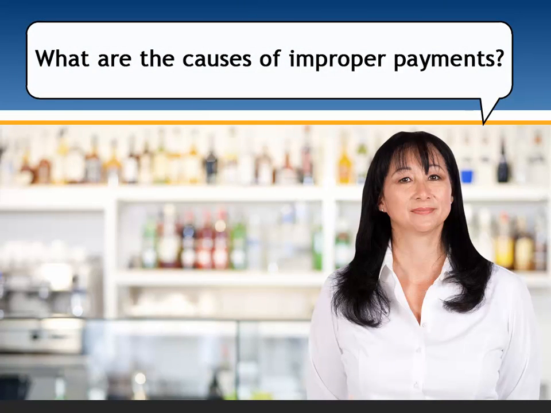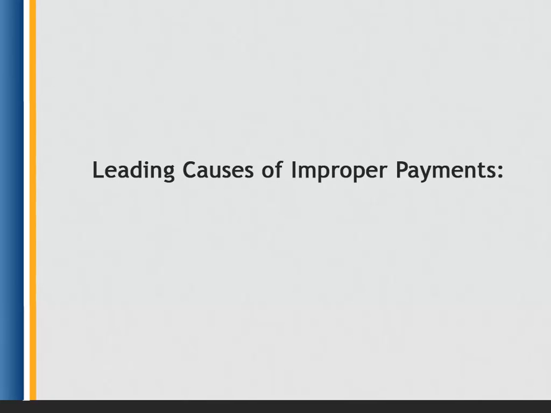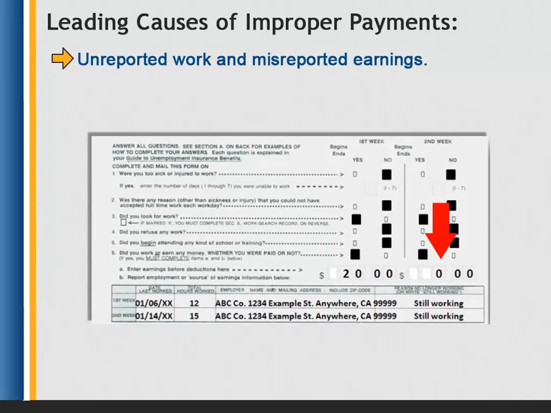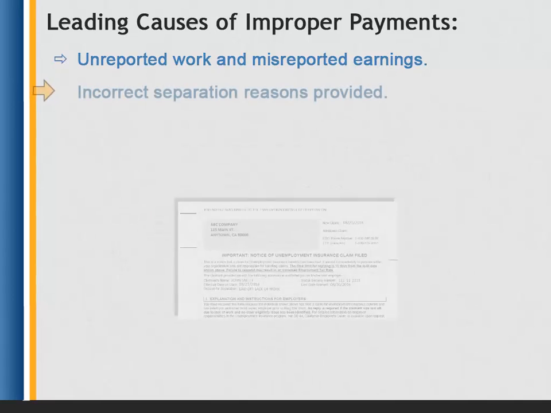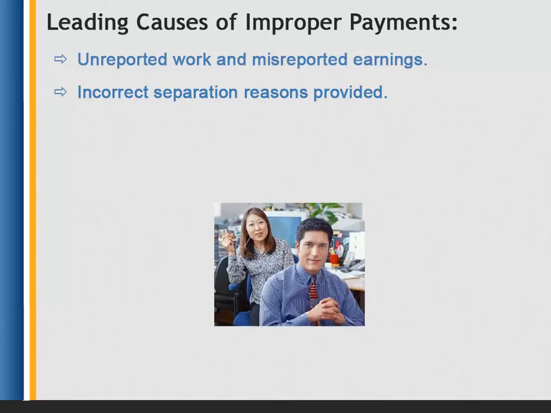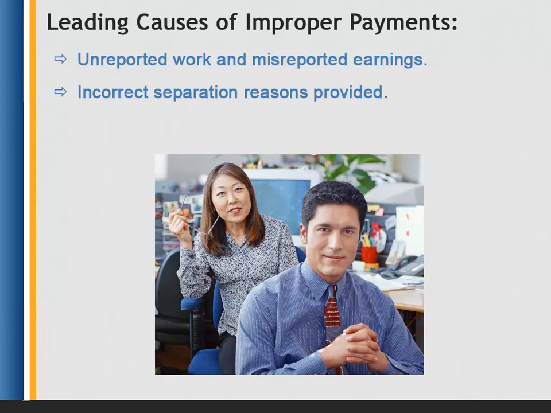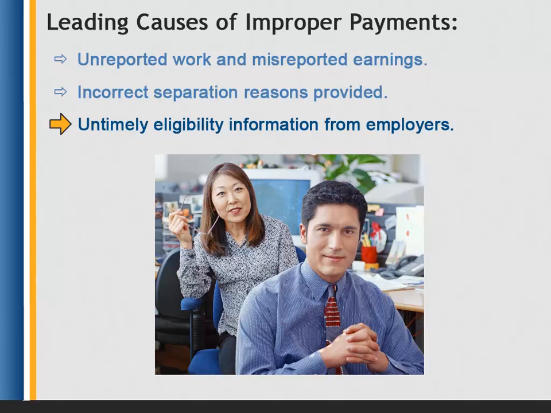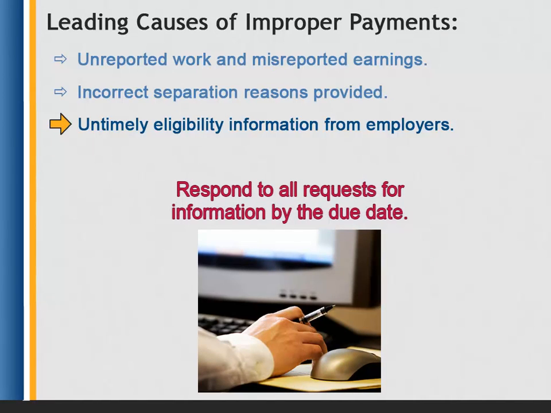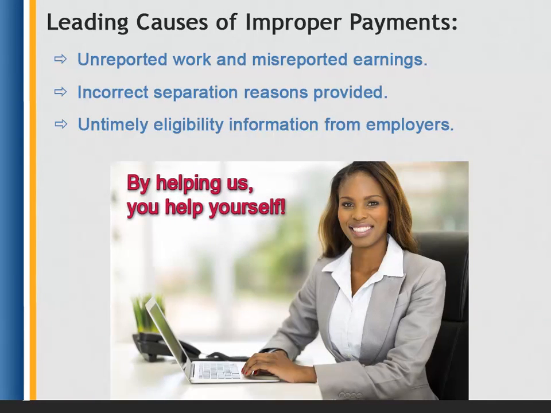What are the causes of improper payments? The leading causes of improper payments are unreported work and misreported earnings when claimants certify for continued benefits, and incorrect separation reasons provided by claimants at the time of claim filing. Another cause of improper payments is when the EDD does not receive timely eligibility information from employers. For your side to be heard, it's extremely important to respond to all requests for information by the due date. Otherwise, a decision will be made based on available information. By helping us prevent improper payments, you help preserve your UI reserve account.